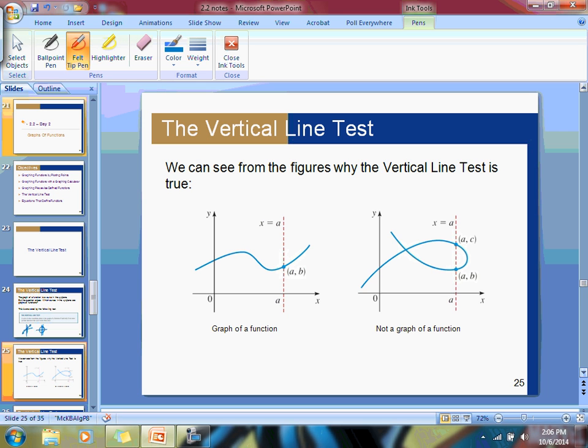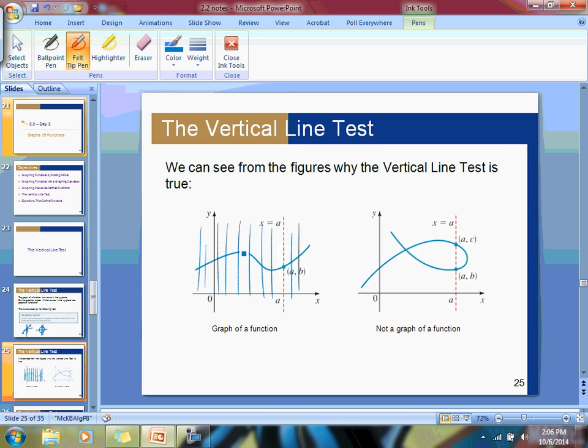So here we have some other examples. Here we have a curved function, and there's our vertical line, and that vertical line touches the graph one time. No matter where we put that vertical line, we could draw all kinds of vertical lines going across this function, but still those vertical lines are only going to touch the function one time.